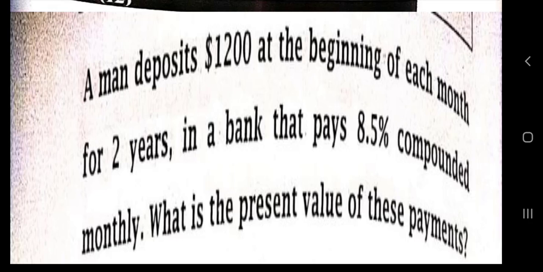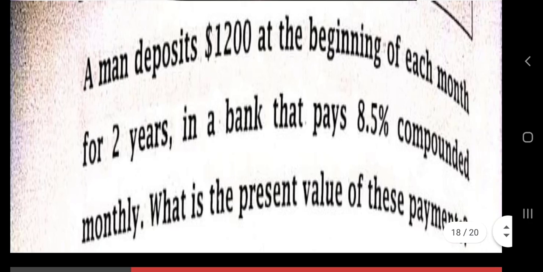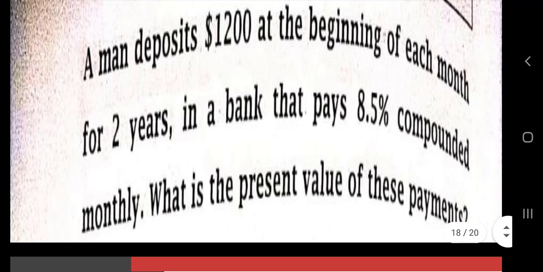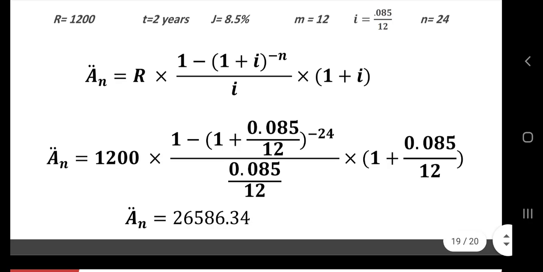To get the present value, A double dot sub N equal R times 1 minus 1 plus I to power negative N over I times 1 plus I. So A double dot N will be equal 26,586.